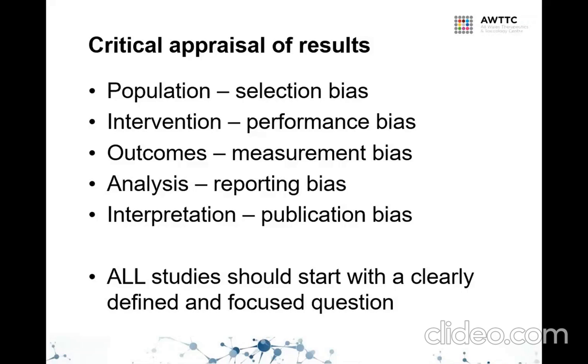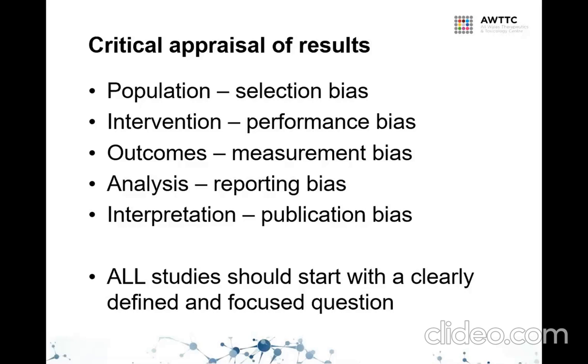The appraisal is split into different sections, which are listed here. So population, for this we're specifically looking at selection bias, and I'm going to talk through each of these in turn in a bit more detail. When we look at the intervention, we're looking for concerns with performance bias. Outcomes, it'll be measurement bias. Analysis, we're looking for reporting bias. And then we'll look at interpretation and publication bias.